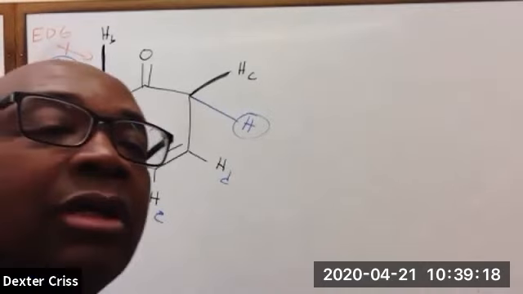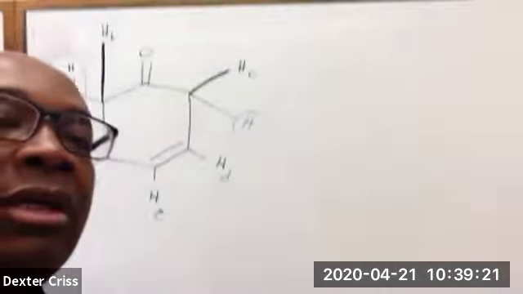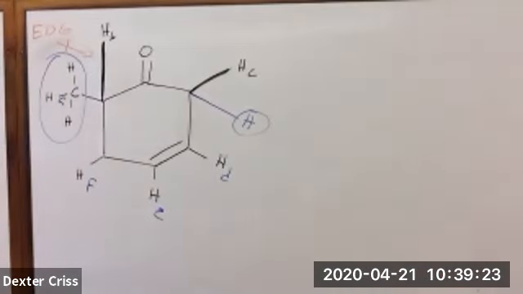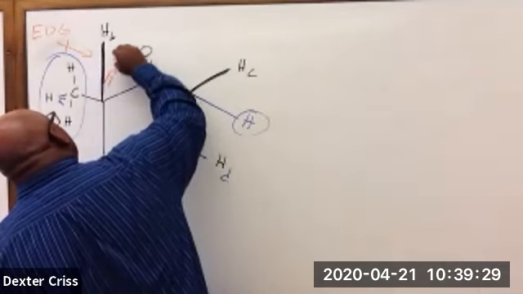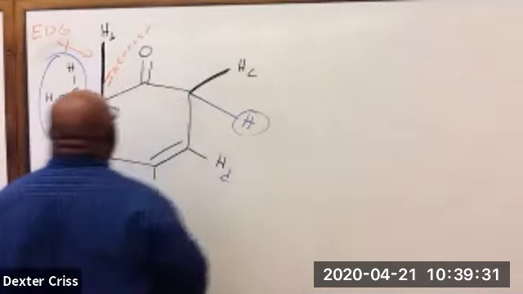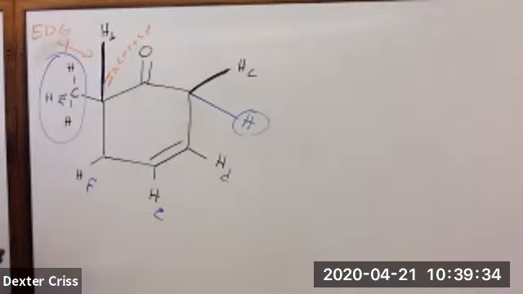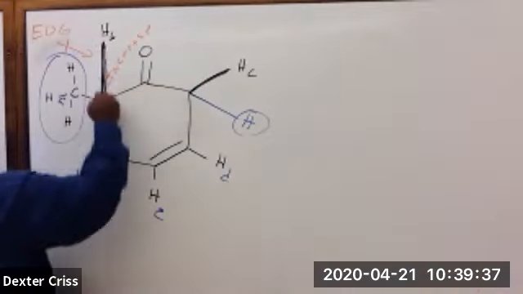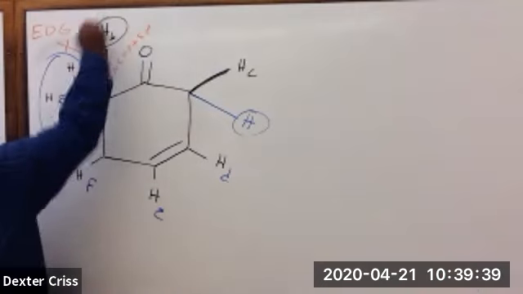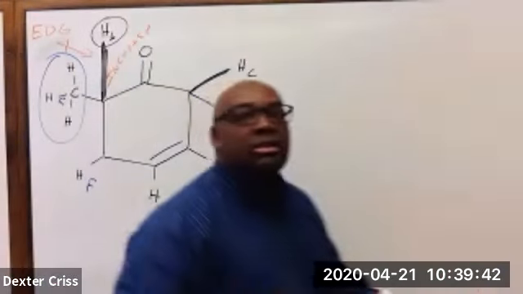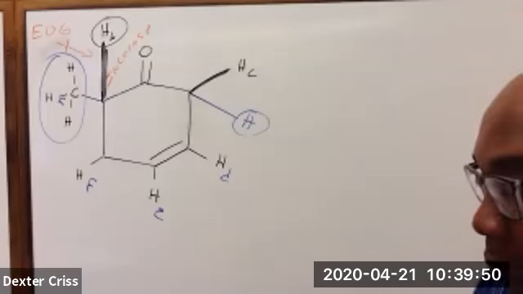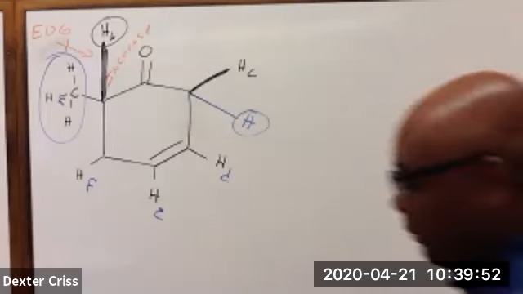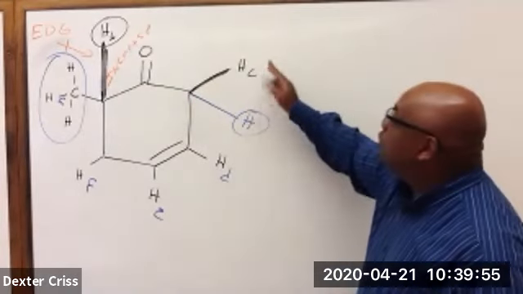Someone answered through the chat. Increase. Okay, very good. It's going to increase the electronic density. And if it increases the electronic density, will it increase or decrease the acidity of HB? Will it become more acidic or less acidic? Less, there you go. It becomes less acidic compared to HC.